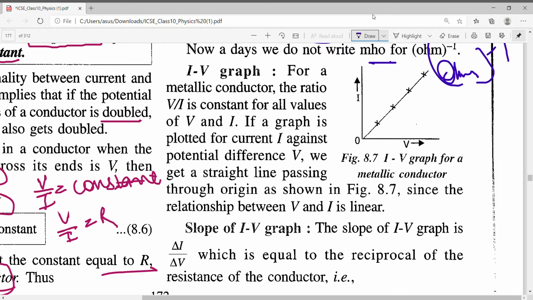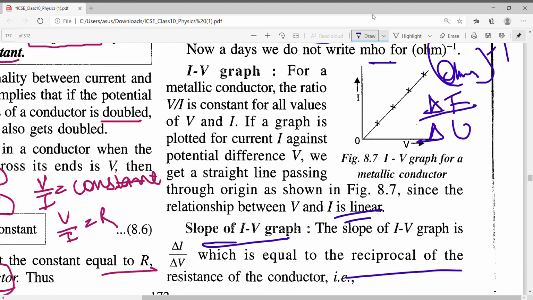Right? So if a graph is plotted against the potential difference V, we get a straight line that is passing through the origin, since the relationship between V and I is linear. Now the slope of the IV graph. The slope of the IV graph is delta I upon delta V, which is equal to the reciprocal of resistance, right? Because what is resistance? See, if V is equal to IR, then R is equal to V upon I.